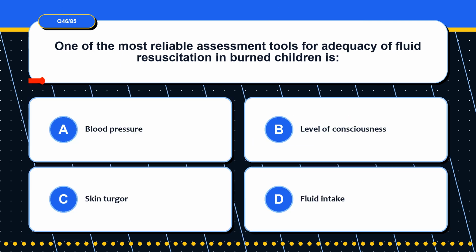Question 46. One of the most reliable assessment tools for adequacy of fluid resuscitation in burn children is. Here are the options. Option A. Blood pressure. Option B. Level of consciousness. Option C. Skin turgor. Option D. Fluid intake.